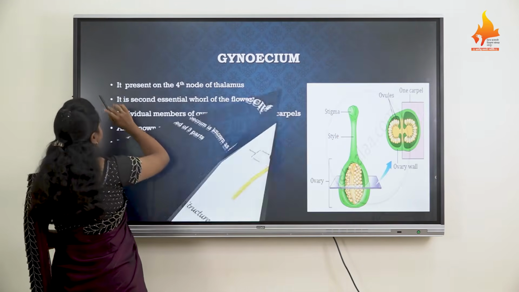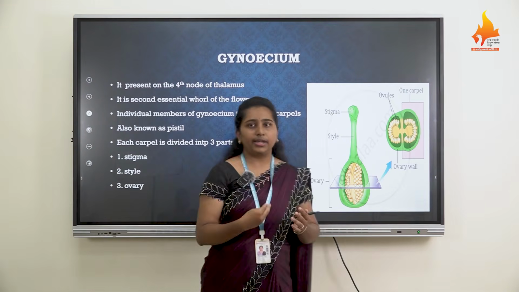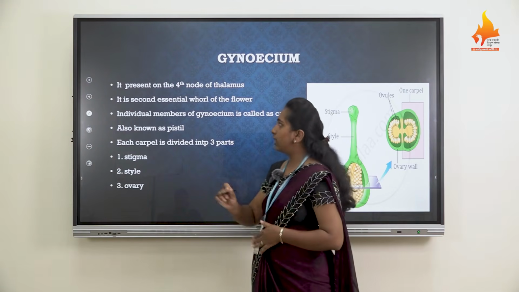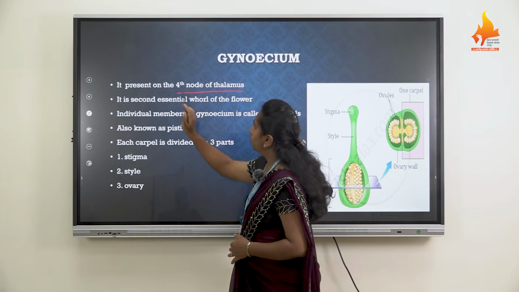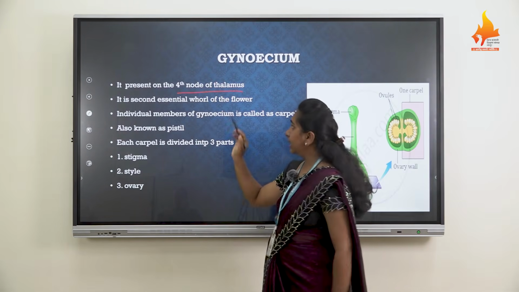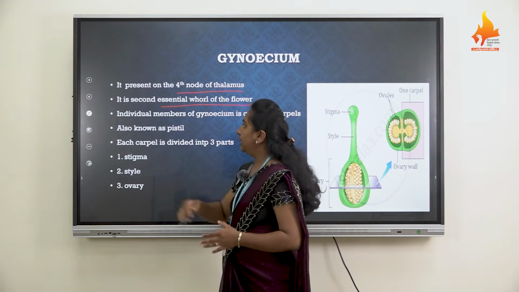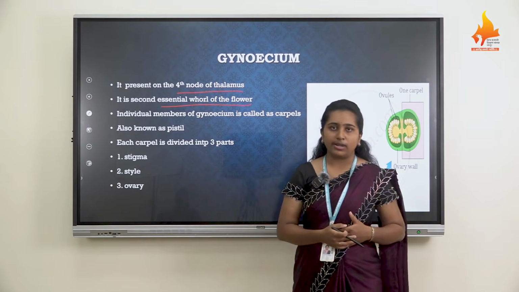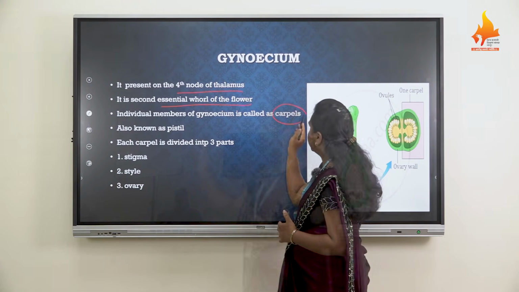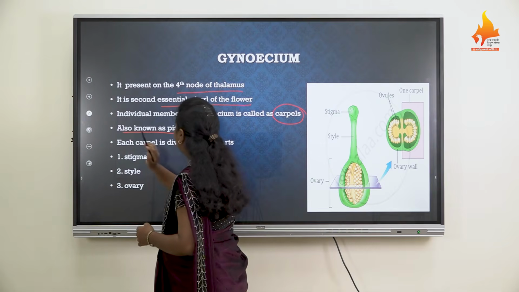Next is gynoecium, which is again an essential whorl of the flower. It is present on the 4th node of the thalamus. It is the second essential whorl of the flower. An individual member of the gynoecium is called what? Carpels. Gynoecium is also known as the pistil.